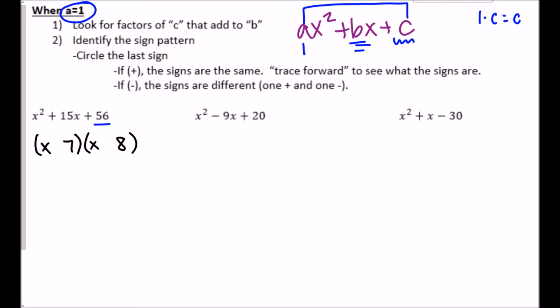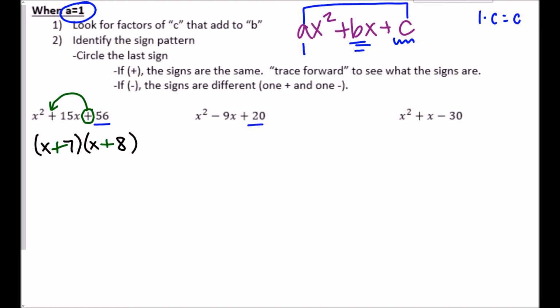So we need to determine the signs on this, and we call this a sign pattern. So here's what we do. We look at the last sign. If it's positive, which ours is, then you refer to the first sign for what signs you use. So these are both plus signs. Okay, so let's check out the next one.